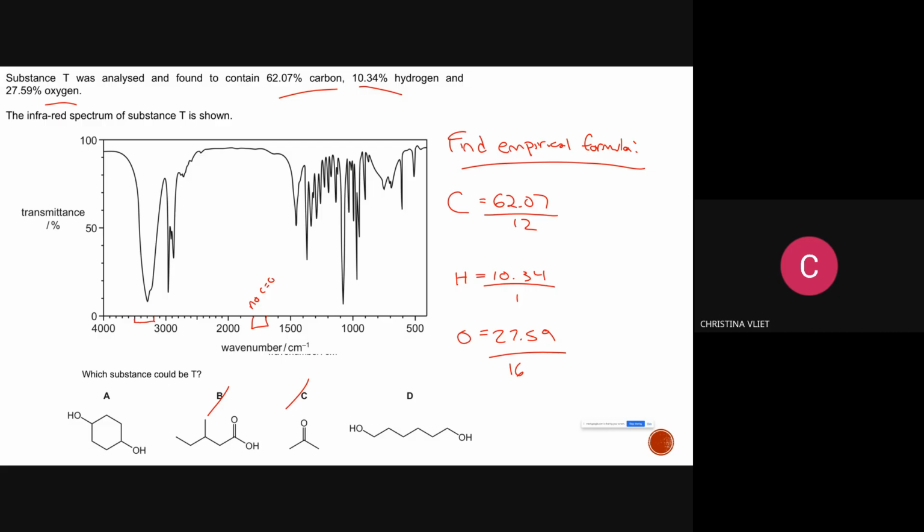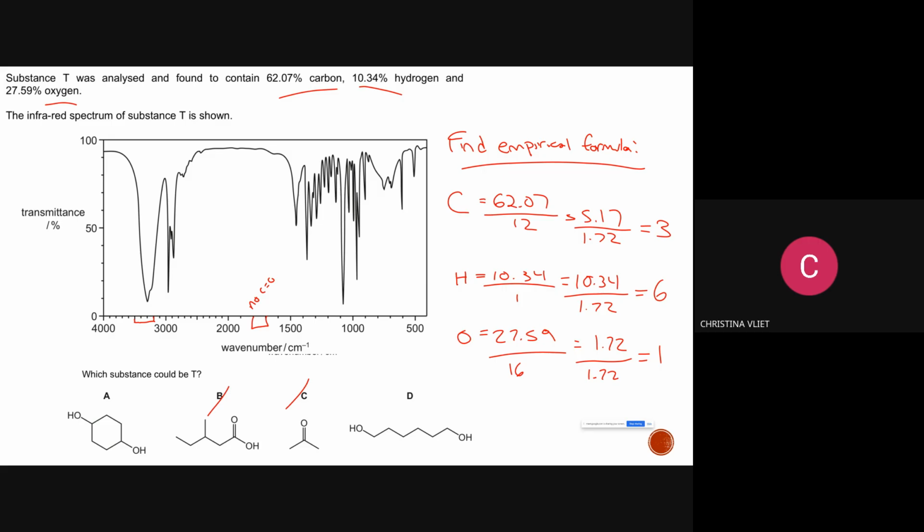We have to solve it. 62.07 divided by 12 is 5.17, 10.34, and I solved this one earlier, 1.72. Now what do we do with these numbers? Yes, now we divide by the smallest. Once we change the grams to moles, we divide by the smallest. So divide all these by 1.72. That makes this 1, that makes this 6, and that makes this 3.